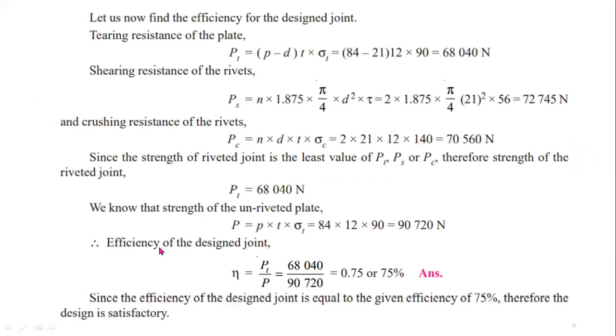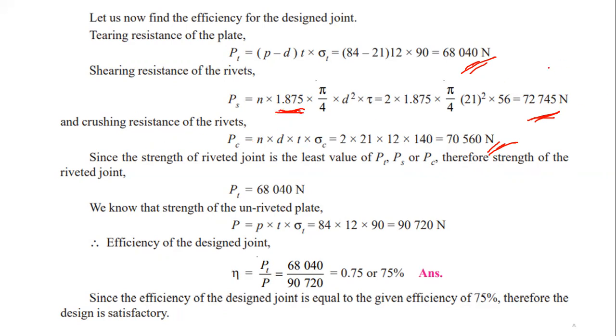For determining the efficiency of the joint, you have to determine tearing strength, shearing strength, and crushing strength. These are the formulas and the corresponding answers. This is the tearing strength value. This is the shearing strength value. This one is the crushing strength value. So this is the double shear. For double strap butt joints, you have to consider double shear.